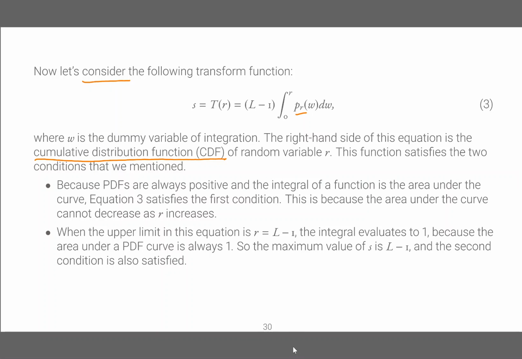This function satisfies the two conditions that we have mentioned. Since it is an integral, it is always positive, and the integral of a function is the area under the curve. Equation 3 satisfies the first condition, that is, it is monotonically increasing. This is because the area under the curve cannot decrease as R increases. When the upper limit in this equation is R equals L minus 1, the integral value will be 1, because the area under the PDF curve is always 1. So the maximum value of S would be L minus 1, and the second condition is also satisfied. Therefore, this expression satisfies both the conditions that we want.